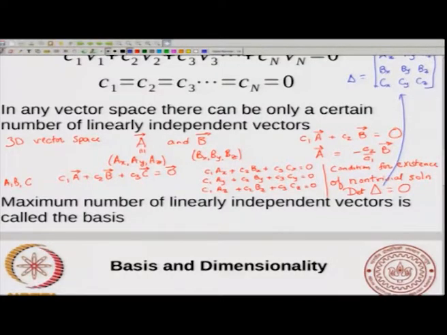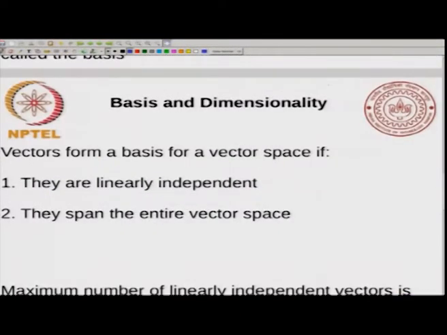And obviously you can always find a solution, because you can always adjust the fourth variable so that it satisfies these equations. So, what I want to say is that in 3D space you can have a maximum of 3 linearly independent vectors, and we will see this in a few minutes. This brings us to the idea of basis and dimensionalities.